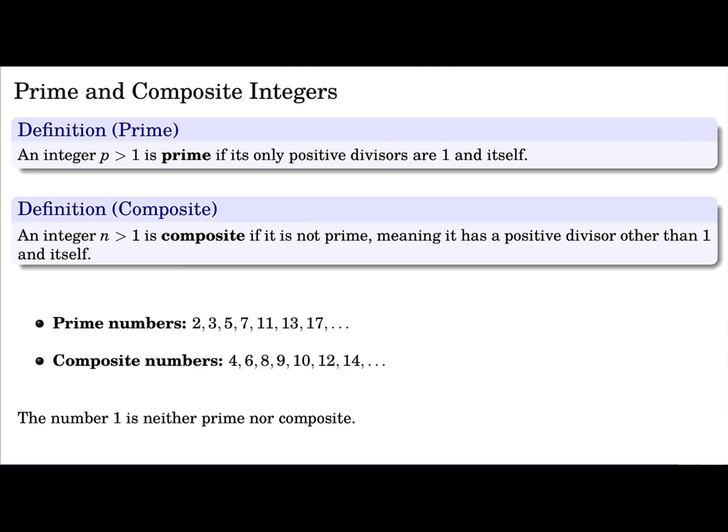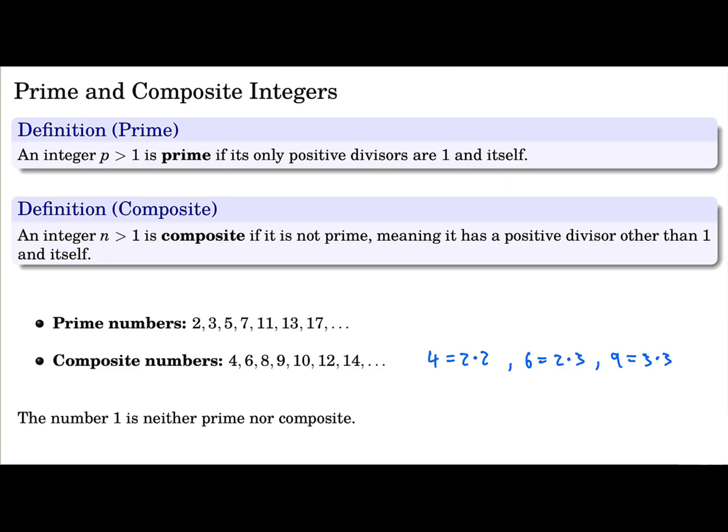For example, 4, you can write it as 2 times 2. And this means that not only 4 divides 4 and 1 divides 4, but also 2 divides 4, right? Same for 6. You can write it as 2 times 3. 9, you can write it as 3 times 3. And so every number that is composite is going to have some divisor that is different than 1 and itself, right? And so prime numbers are the numbers that cannot be broken into smaller positive factors, while composite numbers can be.